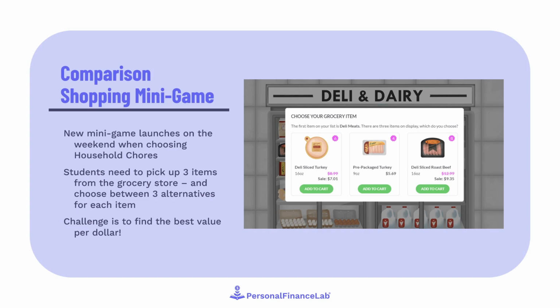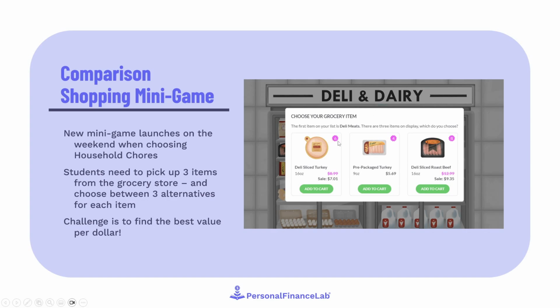And the way it works is that they're going to the grocery store to buy 3 items that they forgot on their last grocery trip. Each item, they'll have 3 different alternatives. So for example, in this screenshot here, I needed to buy some lunch meat. And I have 3 options. I could get turkey that was sliced at the deli, I could get turkey that was just kind of in the deli section, which is a little bit cheaper, or I could buy some deli sliced roast beef.